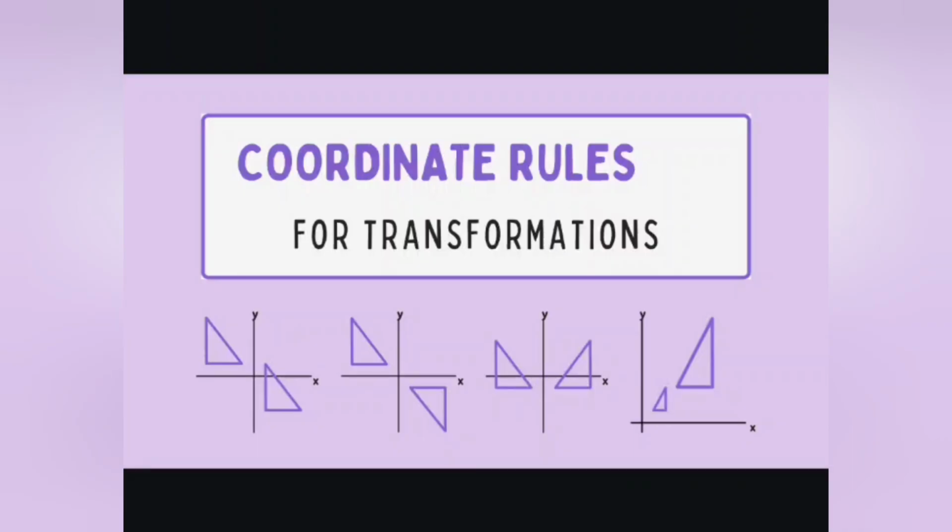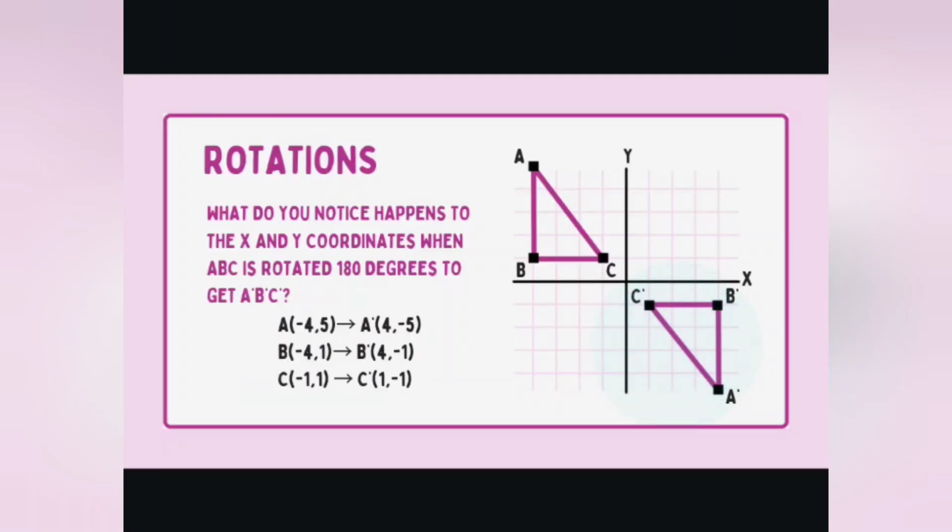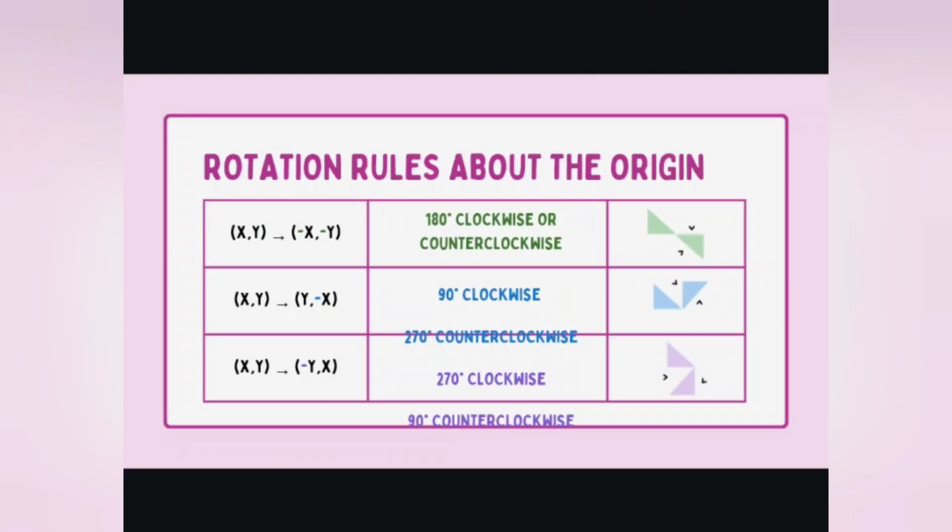Good day everyone. I will be introducing you to coordinate rules for transformation. So let's learn about the learning goals. Students are able to use coordinate rules to transform images. So to start, rotation. What do you notice happens to the coordinates x and y when ABC is rotated by 180 degrees to get A', B', and C'? Well, points A, B, and C have changed their signs and positions. So, why does this happen? Well, it's because the rotation rules are about the origin.